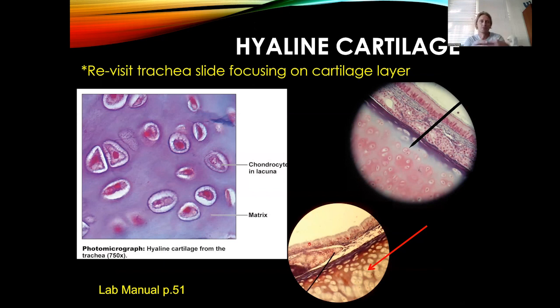All right, then we have hyaline cartilage. This one you have to go back to the trachea for. If you remember with the trachea, we had the pseudostratified ciliated columnar cells up here. You're going to have to go down a couple tissue layers until you get to here. This is your hyaline cartilage.